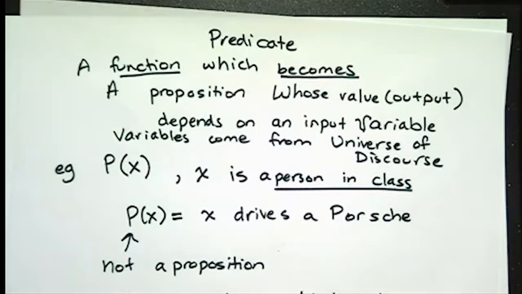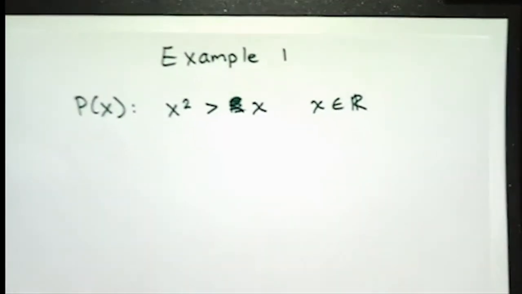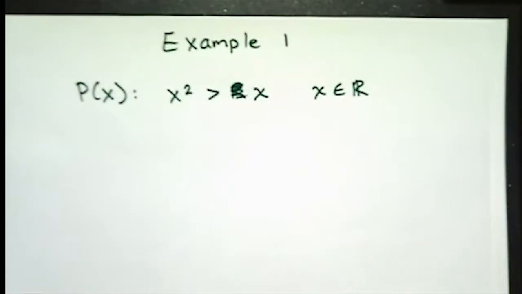But just to be more specific about predicates, like I said, our predicates don't become propositions until we bind them to particular values for the inputs. So we're going to look at a couple of examples just from regular math. Here's our first example, and like I said, this example is given to you in your packet also.